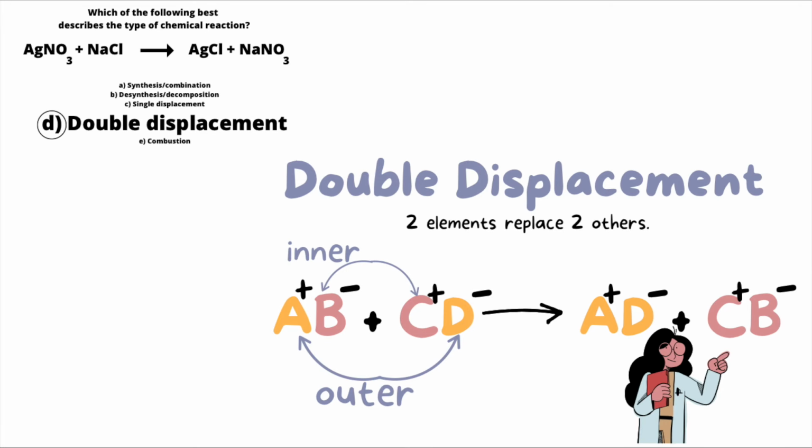One more thing to remember is that you must end up with a pair of positive and negative atoms together. So notice that our products AD finish off as a positive and negative pair. Same with CB, they also finish off with a positive and negative pair.